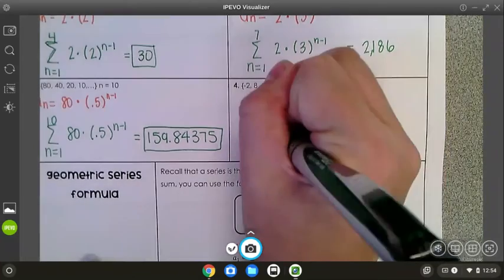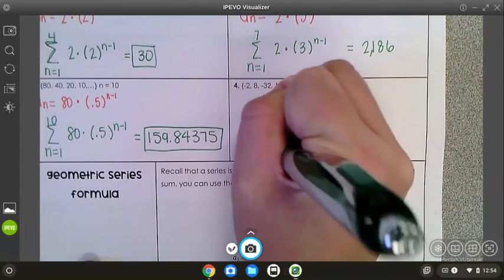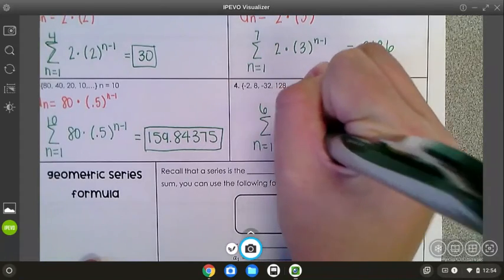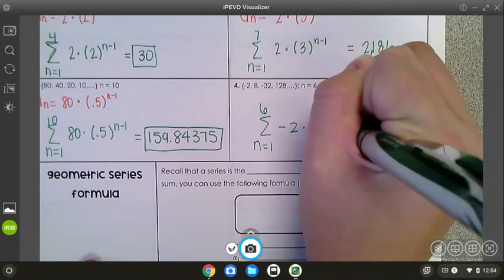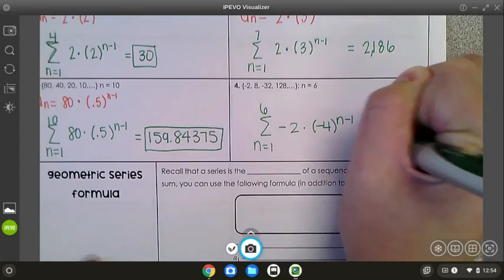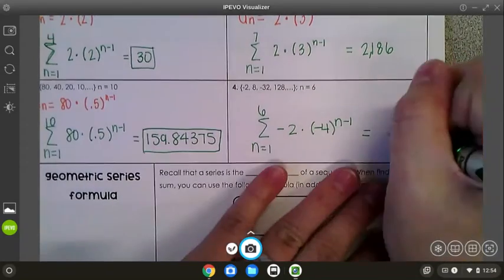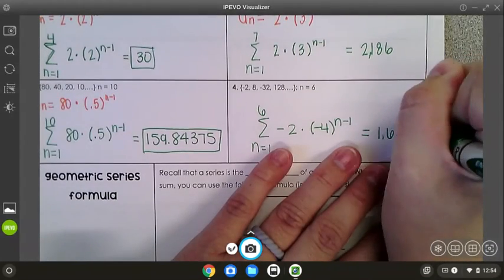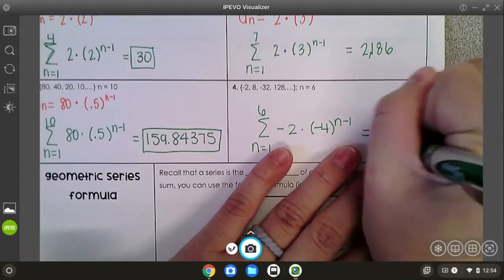This is what you should have typed in the calculator. It's important you put that -4 in parentheses. And you would have gotten 1,638 if done correctly.